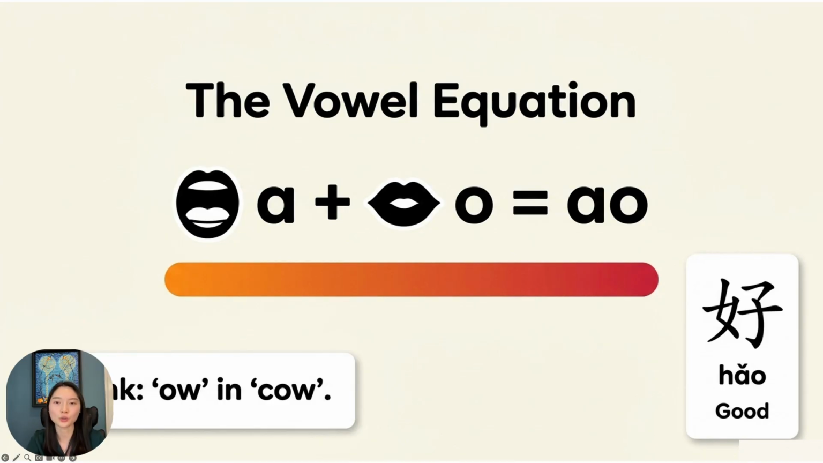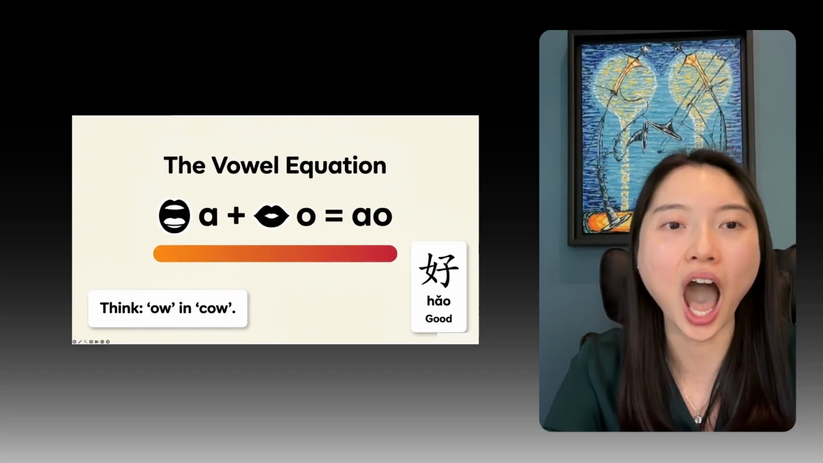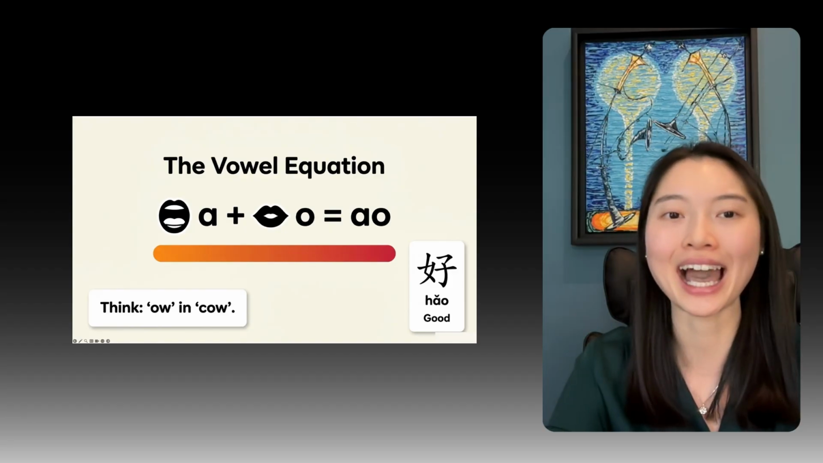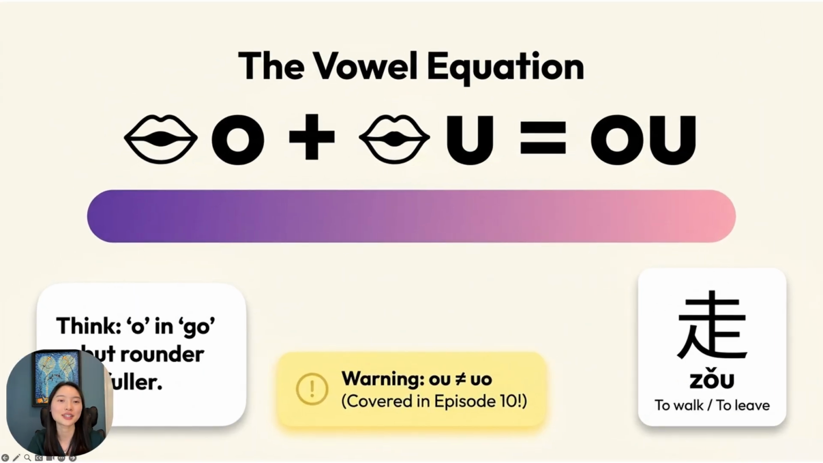This is the ao. Think of the ow sound in cow. Start with a, open your mouth wide, and then gradually glide to o. Ao, like how. 好 hǎo.